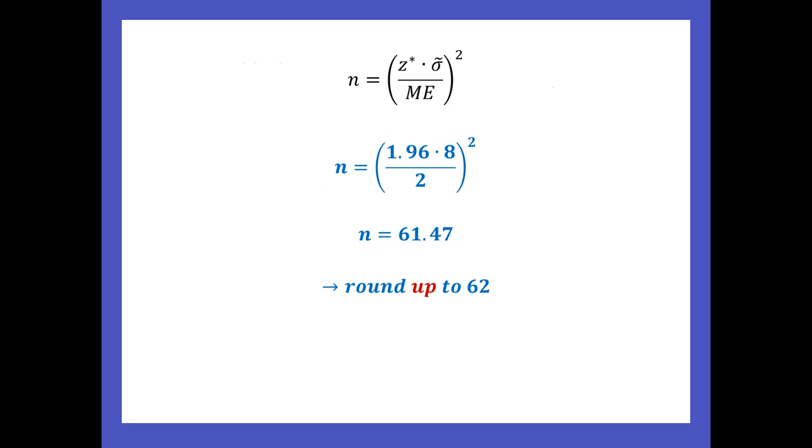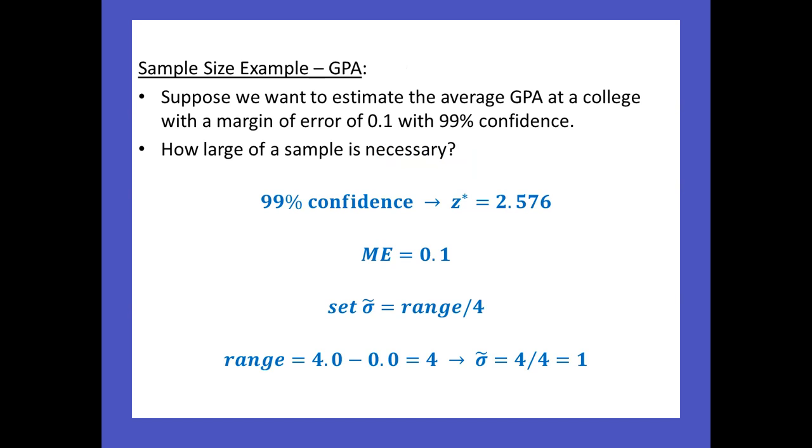Substituting in and simplifying, if we substitute in those 3 values, we end up with N being 61.47 rounded to 2 places, but we have to round up to the next integer, so rounding up to 62, that would be the final answer. If we have 2 sample size examples, you can anticipate that the other one would be one where we don't have an estimate for the standard deviation that we can use.